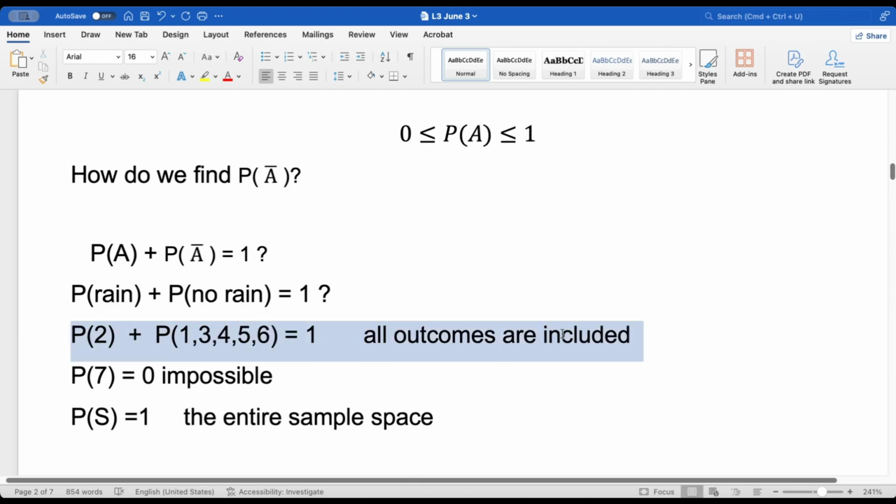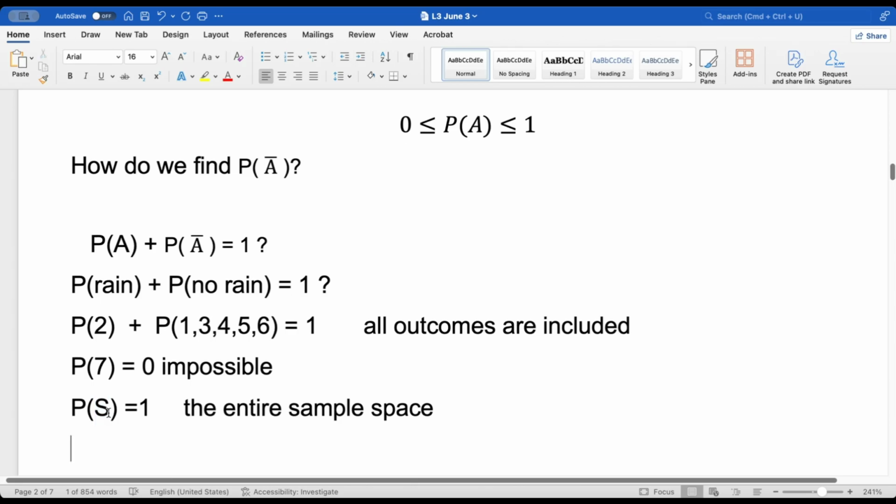So the example we have here, let me just highlight this here. We have the probability of 2 plus the probability of its complement, which would be 1, 3, 4, 5, 6. That has to equal 100%, one whole, because one of those 6 values is going to happen. Now, the probability of rolling a 7 on a single die, that's impossible. So that probability is 0. And the probability of the entire sample space S will always be one whole, 100%.